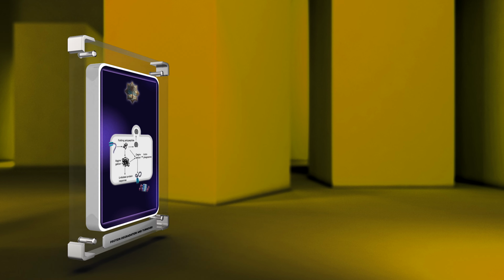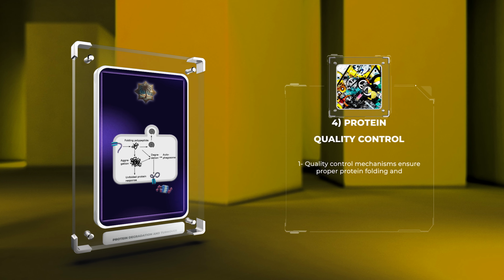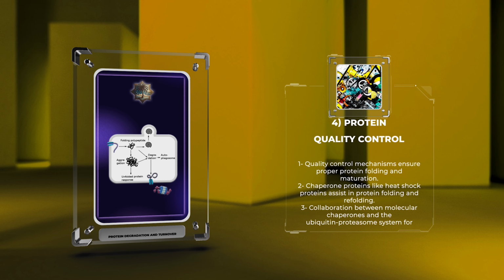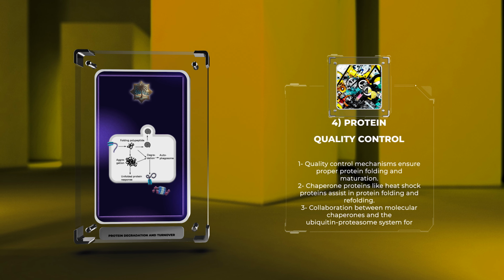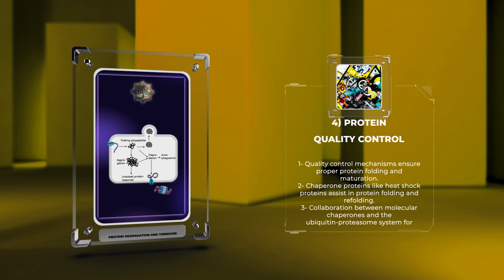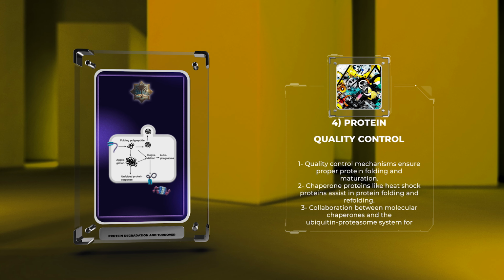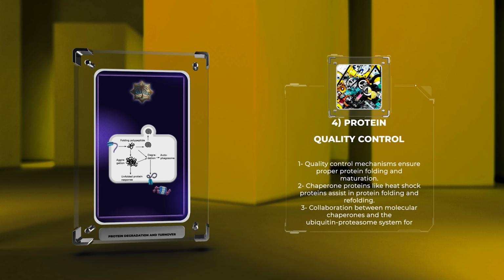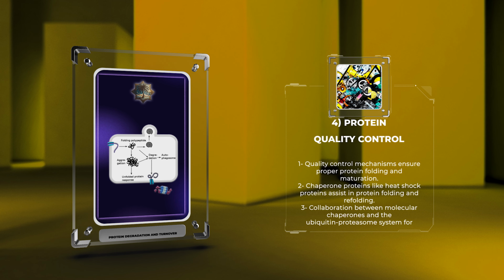Cells employ robust quality control mechanisms to ensure the proper folding, assembly, and maturation of proteins. These mechanisms help identify misfolded or aberrant proteins and prevent their accumulation or potential toxicity. Chaperone proteins, such as heat shock proteins, HSPs, assist in protein folding and refolding. Additionally, molecular chaperones and the Ubiquitin-Proteasome system collaborate to degrade misfolded proteins.